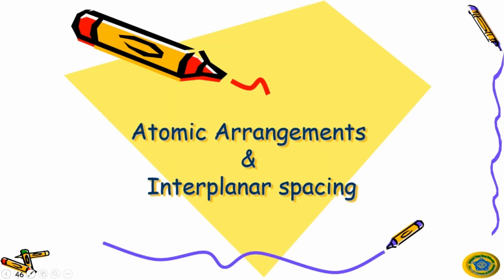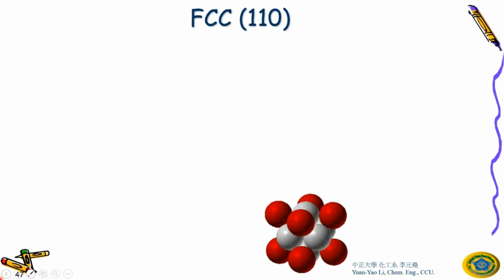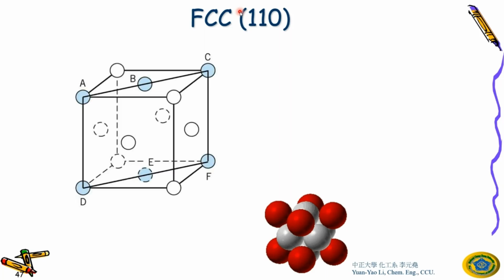Okay, so now let's move to another topic, which is atomic arrangements and the interplanar spacing. Atomic arrangement and interplanar spacing. So now let's take a look at the FCC 110. Does this represent a direction or a plane? Which one? Parenthesis 110 is the plane. Does it represent a direction or a plane? A plane, right? A plane. Okay, good. Be careful about this. Okay, be careful about this. No, I just give you a hint.